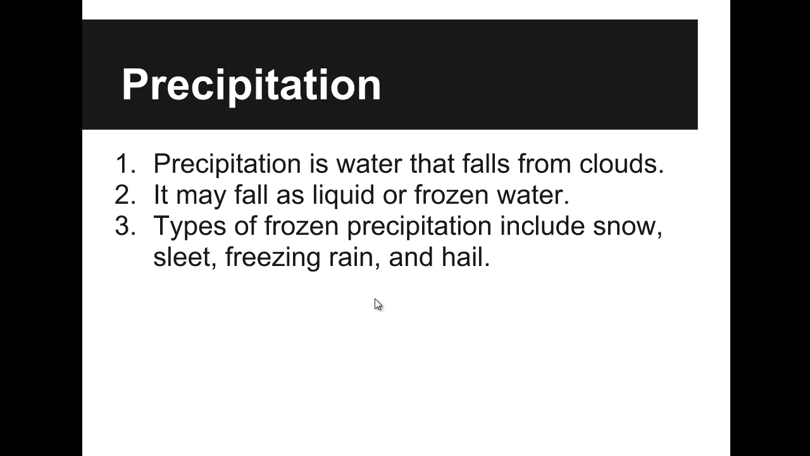Precipitation. The first thing that we usually think of is rain. Precipitation is water that falls from clouds. That water can fall as a liquid, but it also can fall in a frozen form. Types of frozen precipitation include snow, sleet, freezing rain, and hail.